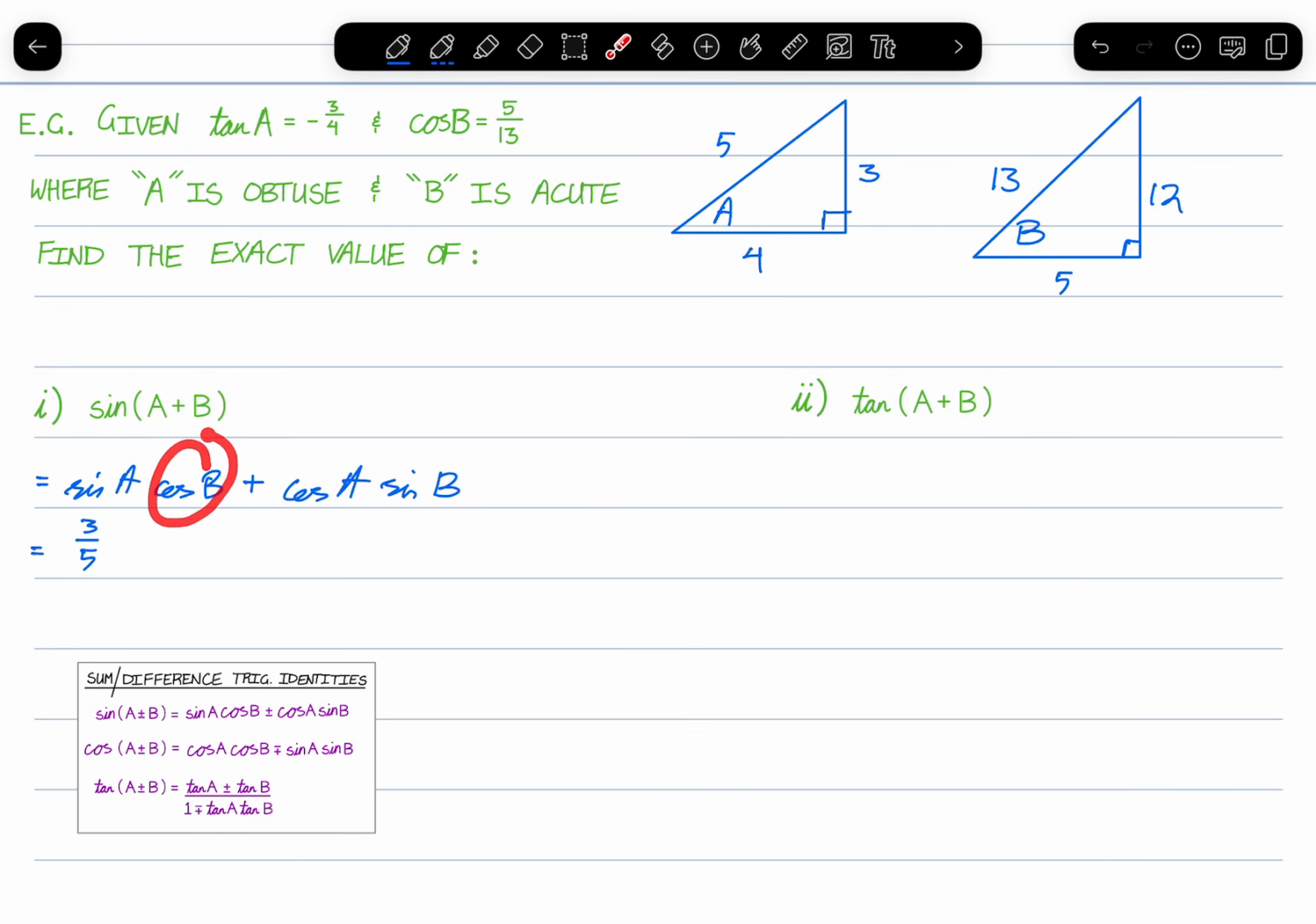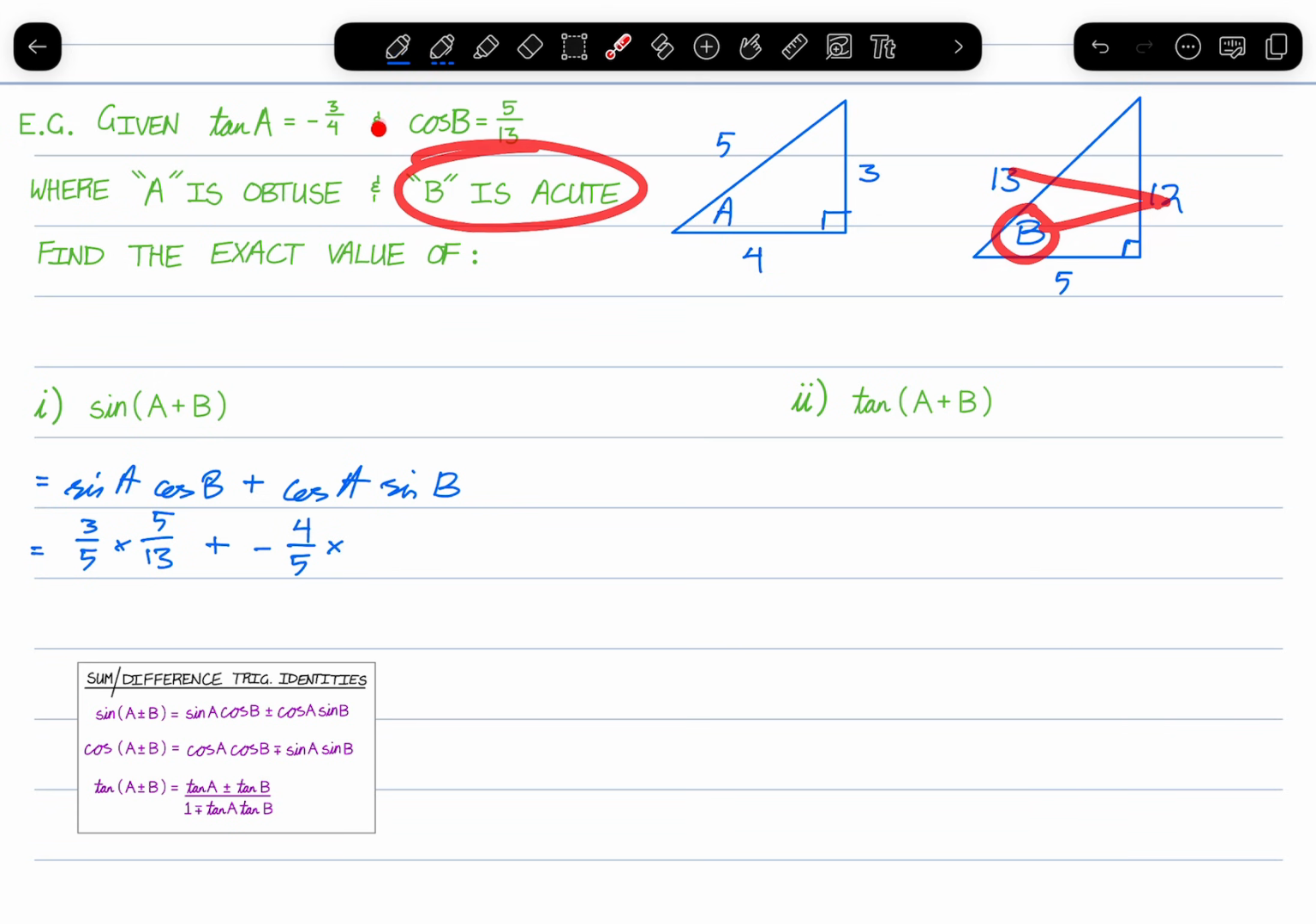Cos B, we already have here, that's times 5 on 13 plus cos of A is now going to be 4 on 5, but since it's an obtuse angle in quadrant 2, cos is negative in quadrant 2, so negative 4 on 5 times sine B. Sine B is in quadrant 1, 12 over 13. That stays as it is.